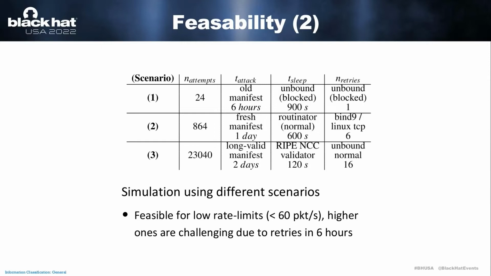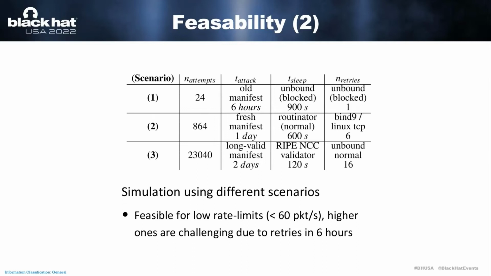What our simulation shows is that this attack is very feasible for low rate limits, like under 60 packets per second. In this case, the attackers need to send spoofed packets at a rate in the range of 1,000 packets per second. And then it leads to the situation where the relaying party won't get an answer during 6 hours, and so the manifest file will time out.